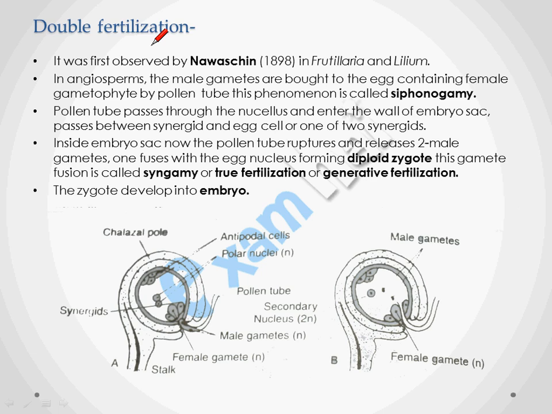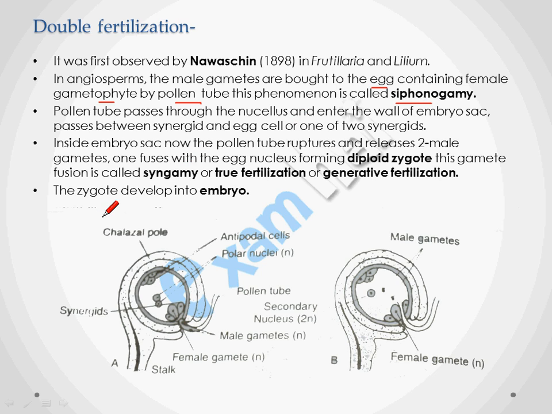It was first observed by Navaschin in 1898 in Fritillaria and Lilium. So in angiosperms, the male gametes are brought to the egg containing the female gametophyte by the pollen tube, and this phenomenon is called siphonogamy.